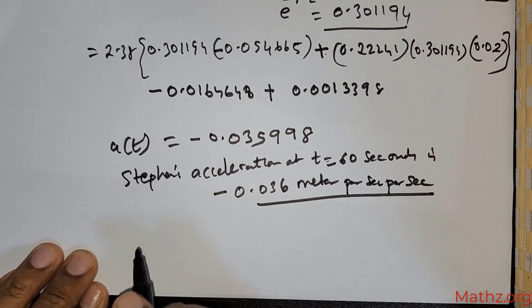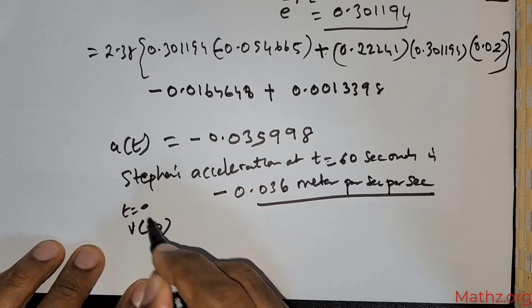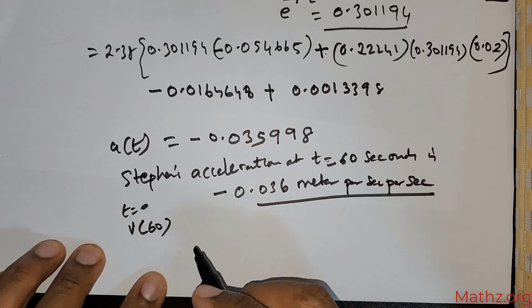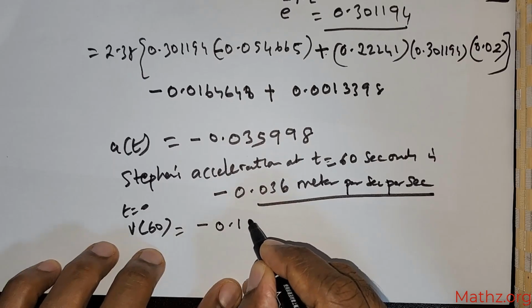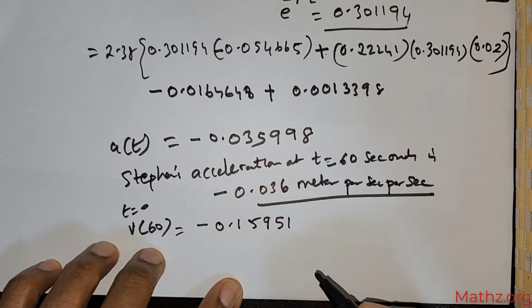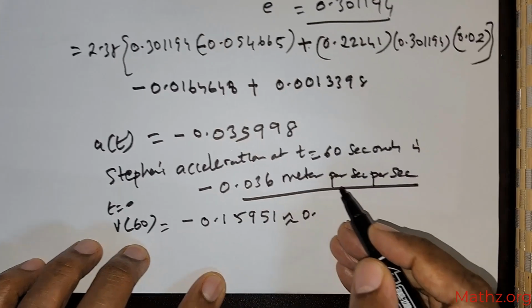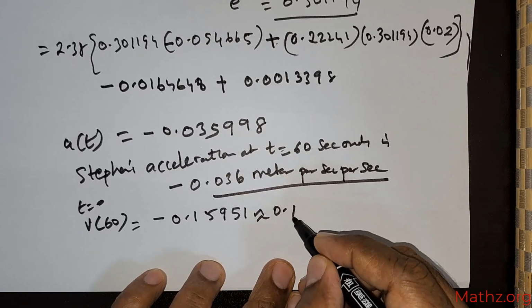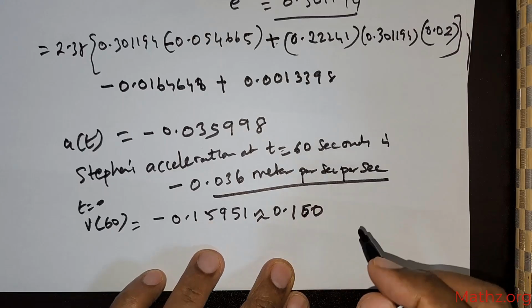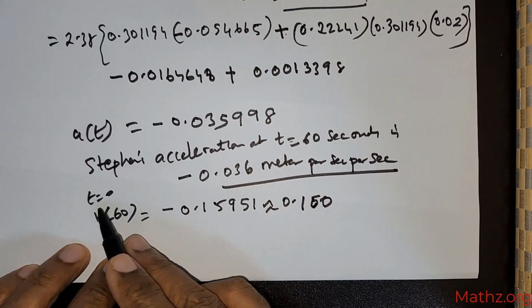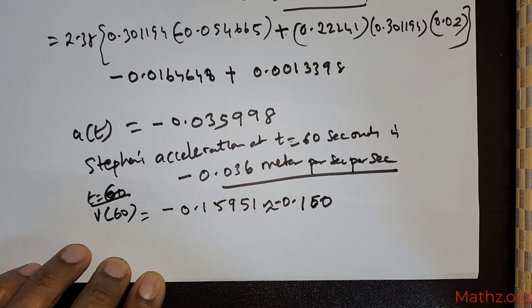Now we need to also find V of 60. Just substitute t is equal to 60 in the expression for V of t. If you were to do that, this would be giving you a value of negative 0.159512. If you were to take it for 3 decimal places, 0.15 will become 0.160. So this is the value for V of t when t is equal to 60, right? Now there is a negative sign, you need to place the negative sign.